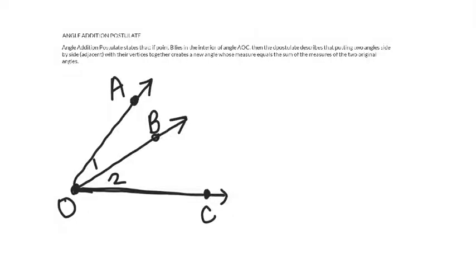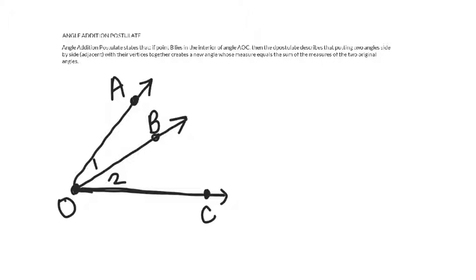This is the angle addition postulate video. The angle addition postulate states that if point B lies in the interior of angle AOC, then the postulate describes that putting two angles side by side, or adjacent, with their vertices together creates a new angle whose measure equals the sum of the measure of the two original angles.